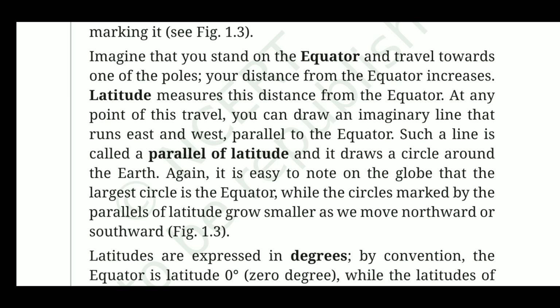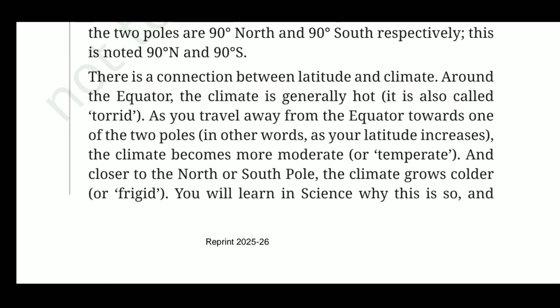Again, it is easy to note on the globe that the largest circle is the equator, while the circle marked by the parallel of latitude grows smaller as we move northward or southward. Latitudes are expressed in degrees, by convention. The equator is latitude 0 degree, while the latitudes of the two poles are 90 degree north and 90 degree south respectively. This is noted 90 degree N and 90 degree S.